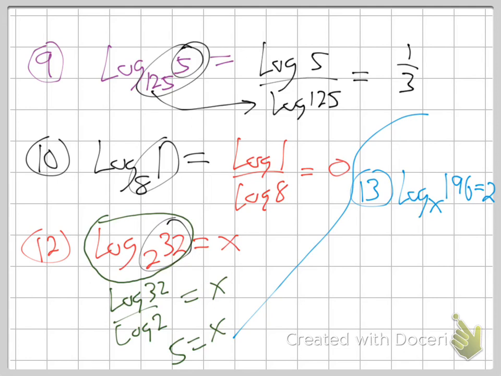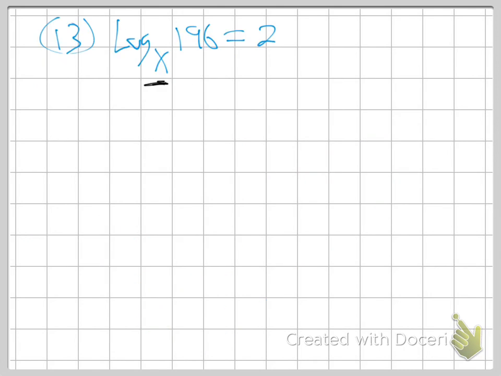But if one of them is an x, I can't put x on my calculator. So what am I going to do? Plus they're giving me something on the right side, which is kind of weird. So what was it? It was x and 196. So what am I going to do? How about this? Make the bases equal.